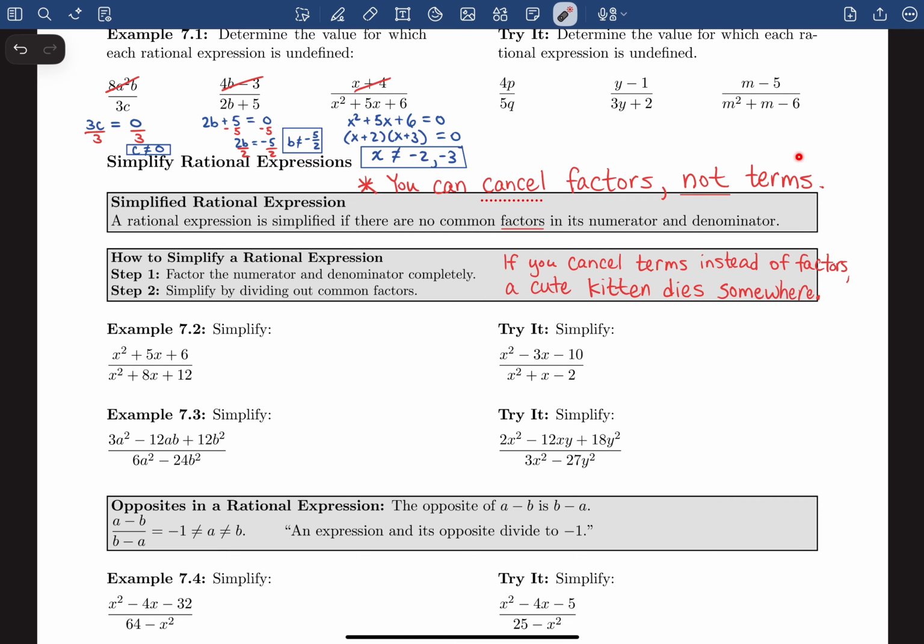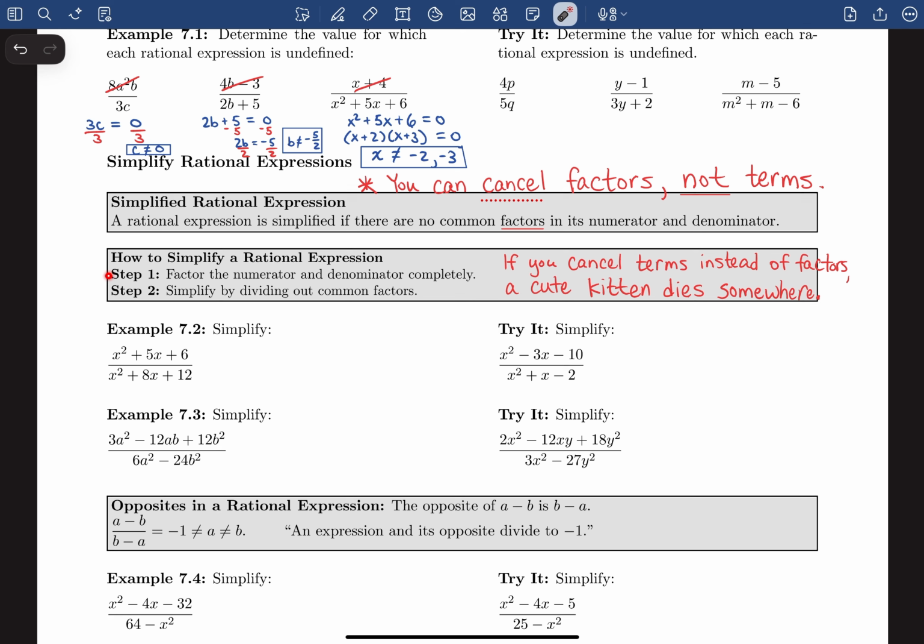Okay, so terms, they're not allowed to just cancel on the top and bottom of a fraction. But factors, they are allowed to cancel. Okay, so it's very important that you know this, and I'm going to show you an example of that coming up here. Now, how do you simplify a rational expression as far as possible? How do you fully simplify?